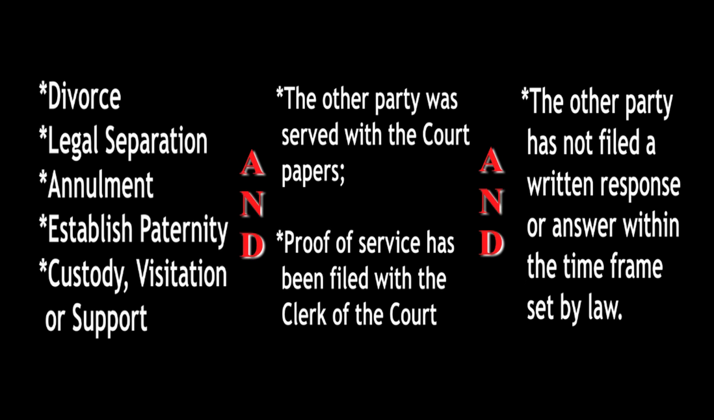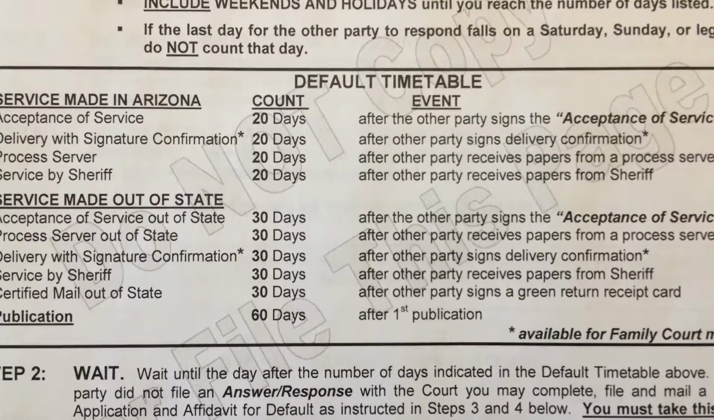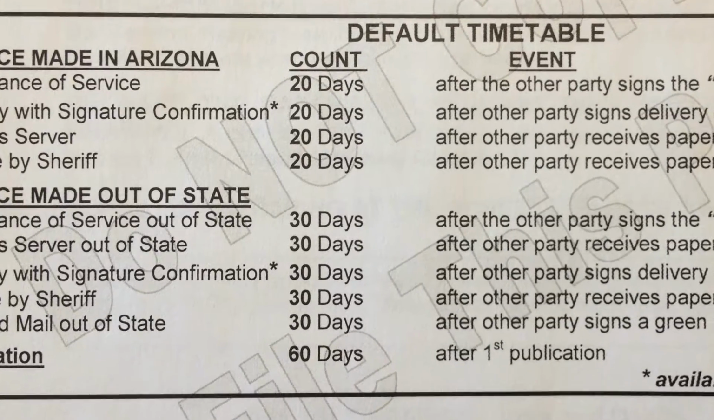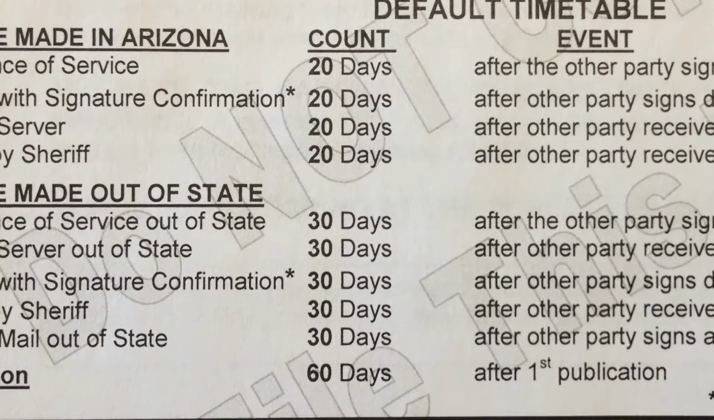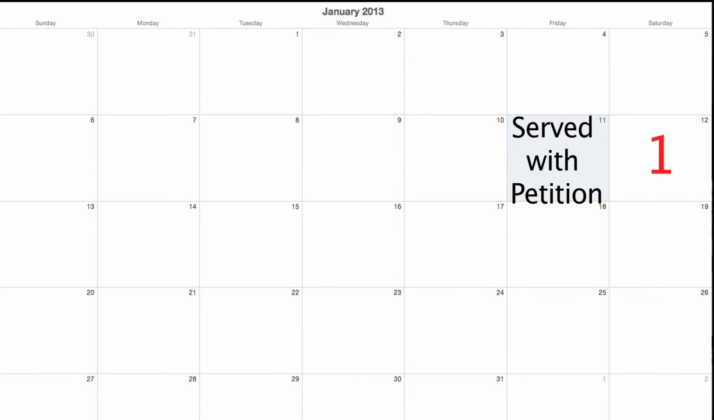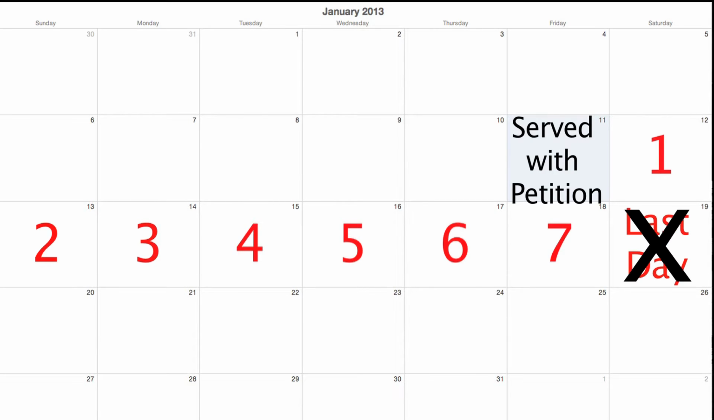And the other party has not filed a written response or answer within the time frame set by law. Consult the default timetable located in the procedures paperwork. It will list the number of calendar days to count before you can apply for a default hearing or order. Begin counting the day after the party was served with the petition. Include weekends and holidays. If the last day for the party to respond falls on the weekend or legal holiday, do not count that day.